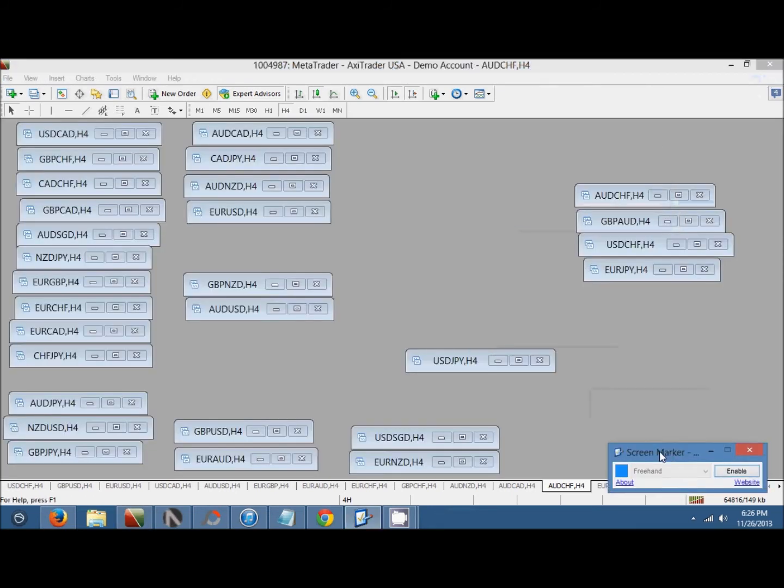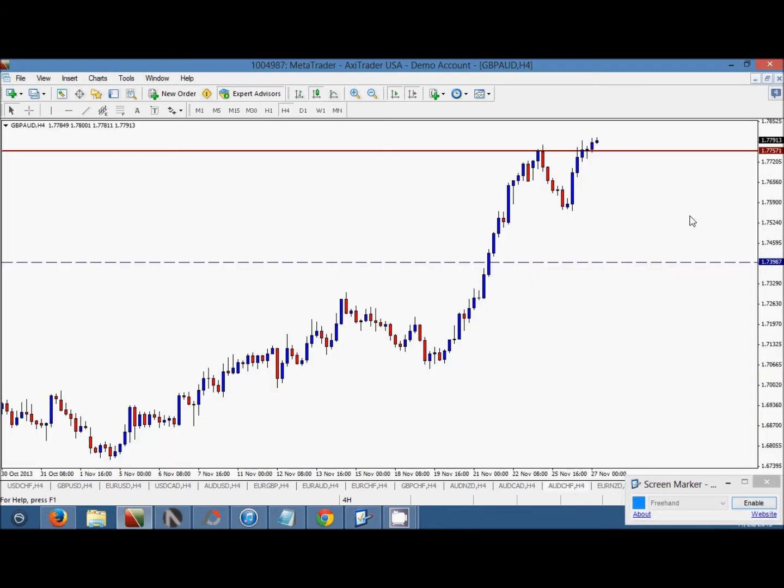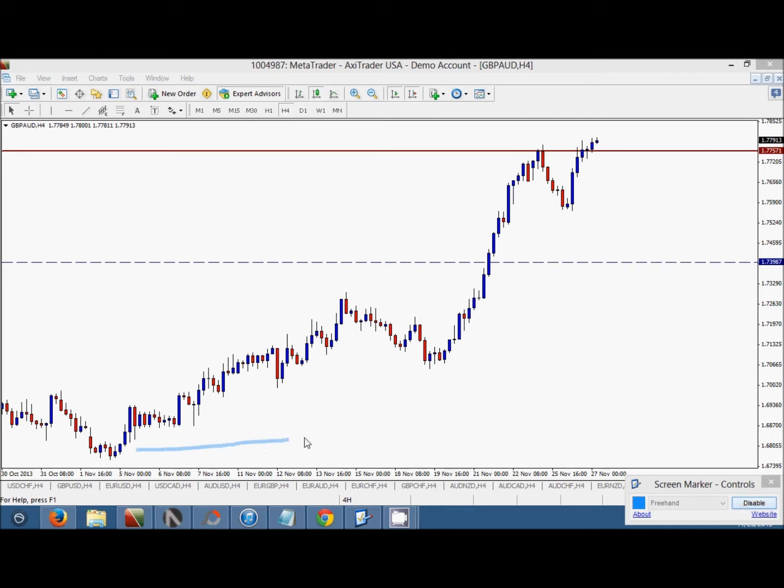Now let's take a look at the British pound Australian dollar, also on the 4-hour chart. Now this chart is similar to the Australian dollar Swiss franc, but this time this chart is in a definite uptrend right here. So with an uptrend, we're going to be looking for pullbacks to the support zone and then go up. So that's what we're looking for on this chart.